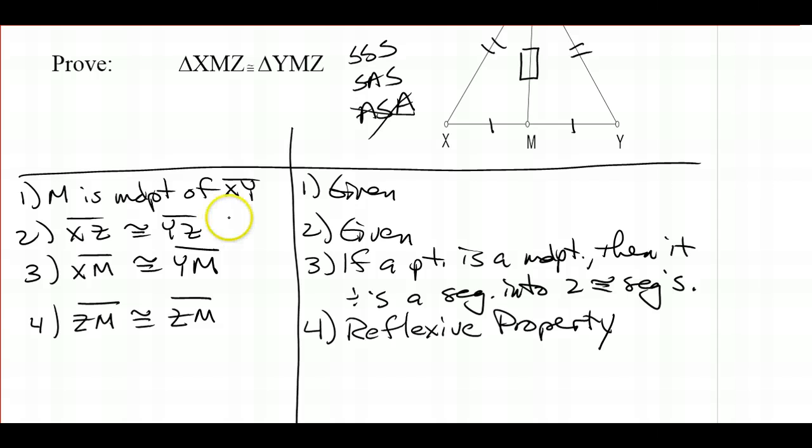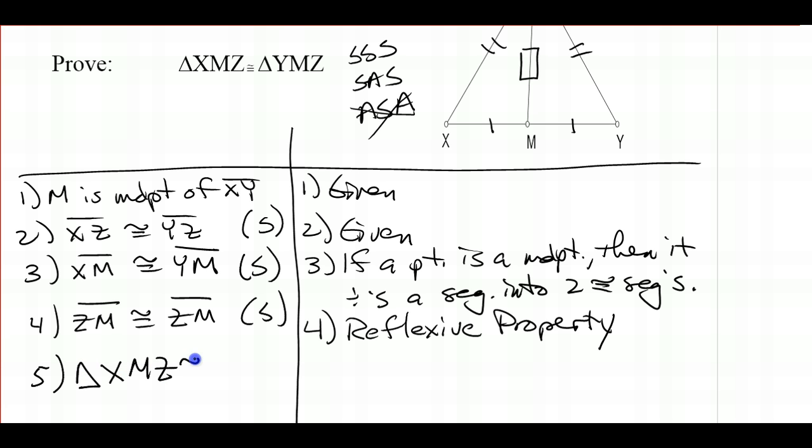So now we can see I have a pair of sides over here, I have a pair of sides over here, and I have one more pair of sides over here. So now I have enough to prove that our two triangles are congruent. So triangle XMZ is congruent to triangle YMZ. And our reason for this is side, side, side.